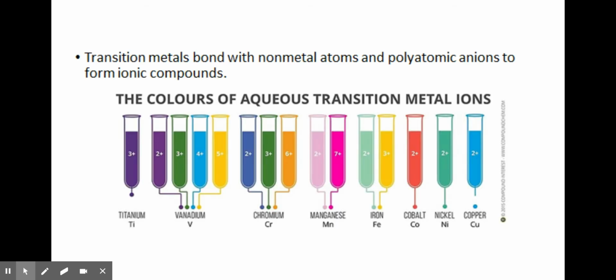Okay, so if you take a look here, these transition metals bond with nonmetals and those polyatomics to form ionic compounds. You see at the very bottom here the names of transition metals, and you also see charges listed in those test tubes as well as different colors. Okay, so these are just different colors that transition metals can produce based on their charges. Titanium, vanadium, chromium, manganese, iron, cobalt, nickel, copper. A few of these you saw in your flame tests, specifically copper, nickel, and cobalt.